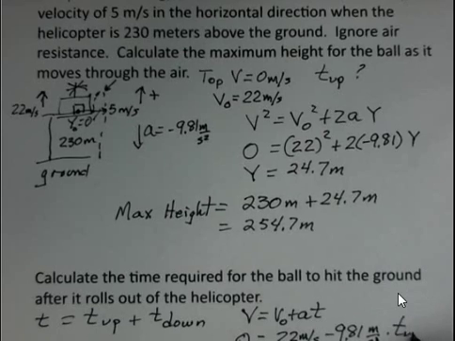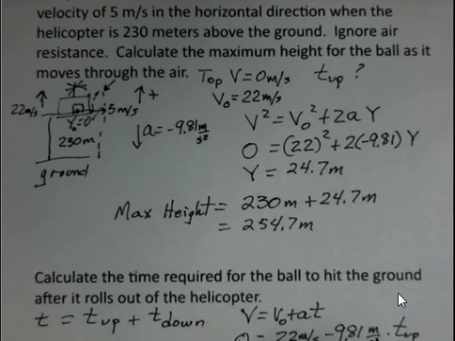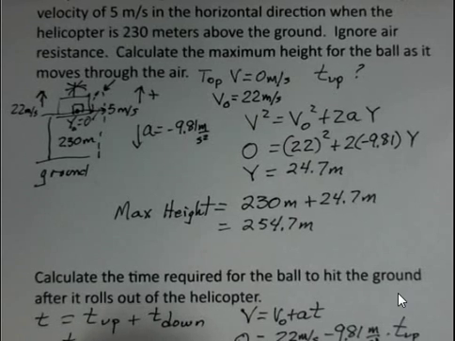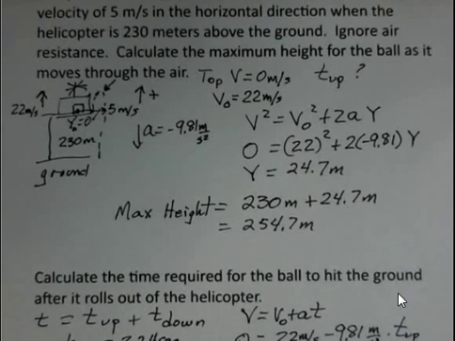And time to go up. So it's a direct calculation again. Add this term to both sides and then divide the 22 by 9.81. And the time to go up, I'm going to write it here because I know I'm going to need some extra space. The time to go up is 2.24 seconds. How about the time to go down?